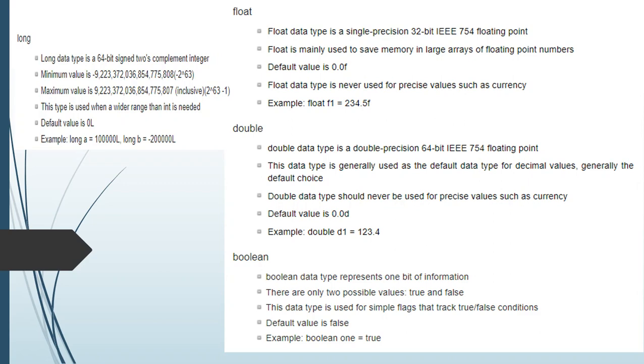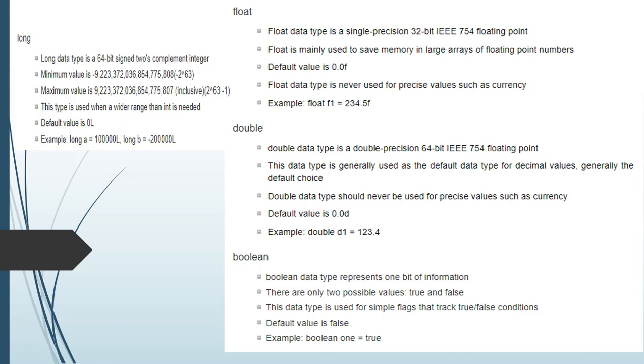Float. Float data type is a single precision 32-bit IEEE 754 floating point. Float is mainly used to save memory in large arrays of floating point numbers. Default value is 0.0f. Float data type is never used for precise values such as currency. Example: float f1 = 234.5f.